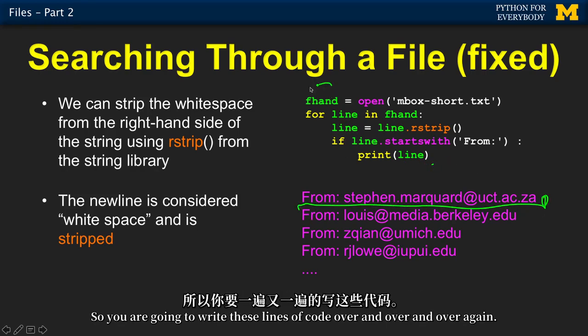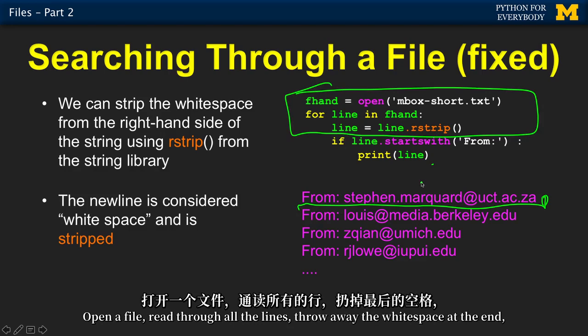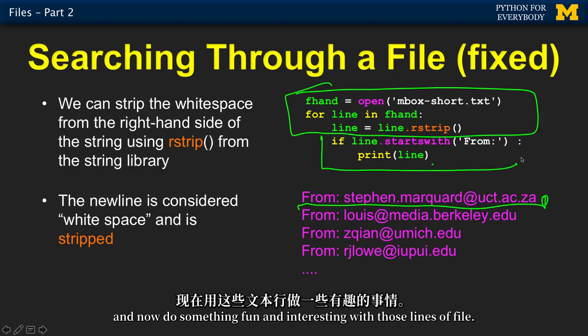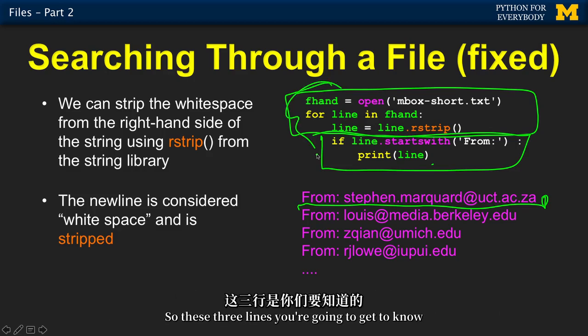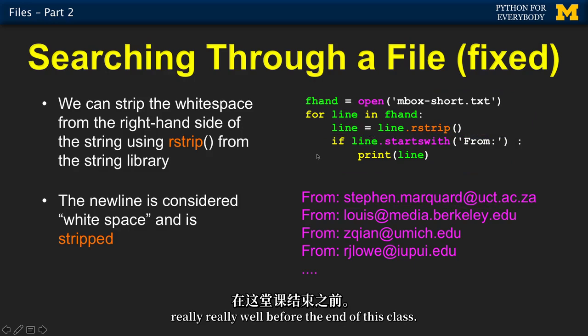So you are going to write these lines of code over and over and over again. Open a file, read through all the lines, throw away the white space at the end, and now do something fun and interesting with those lines of the file. So these three lines you're going to get to know really, really well before the end of this class.